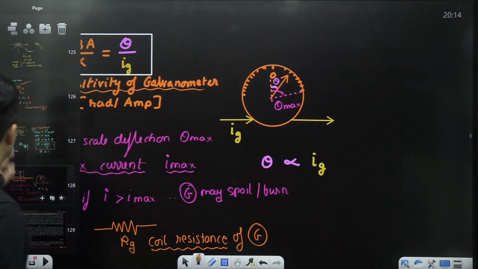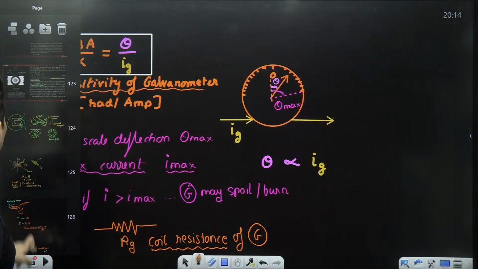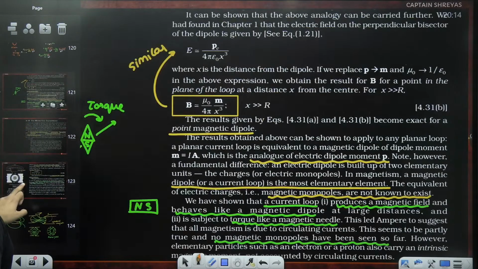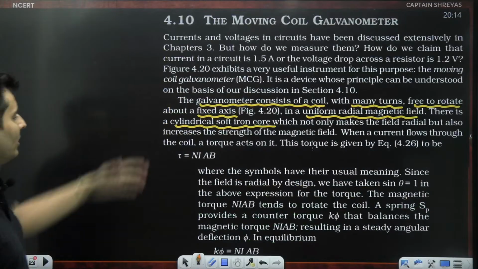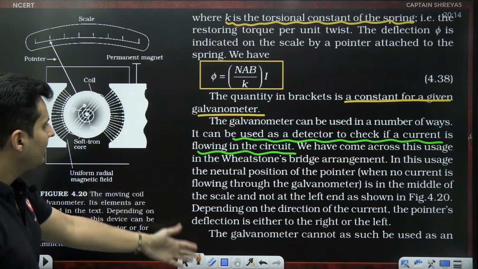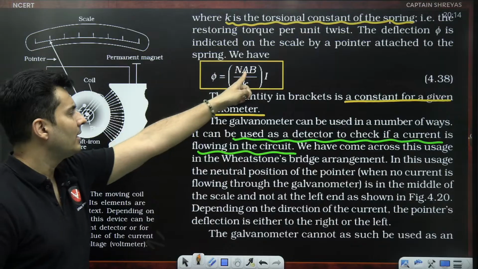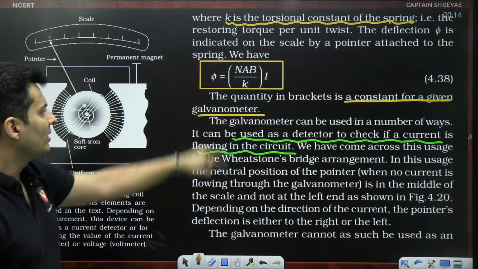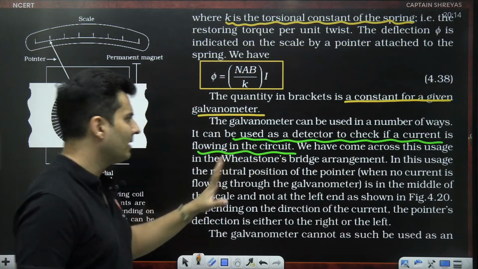Okay, so that is exactly what they have done over here. If you realize, this is exactly what they have done. The torque, the derivation, everything. Deflection is NBA by K into current. This is the constant for a galvanometer. It can be used to check if current is flowing or not.